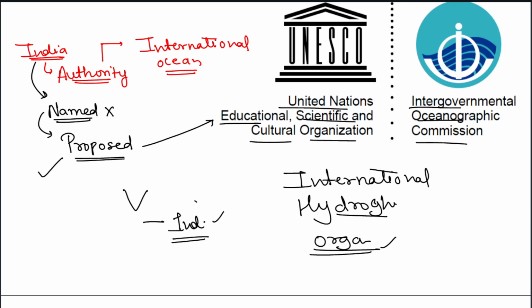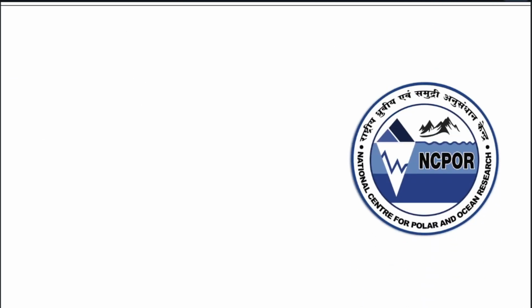Now there are seven structures in the Indian Ocean named mainly after Indian scientists or with names proposed by India in this region. This is a matter of pride for us. Next, let's see what India's nodal agency is. How does India communicate with these international organizations? India's nodal agency is NCPOR, the National Centre for Polar and Oceanic Research, located in Goa.